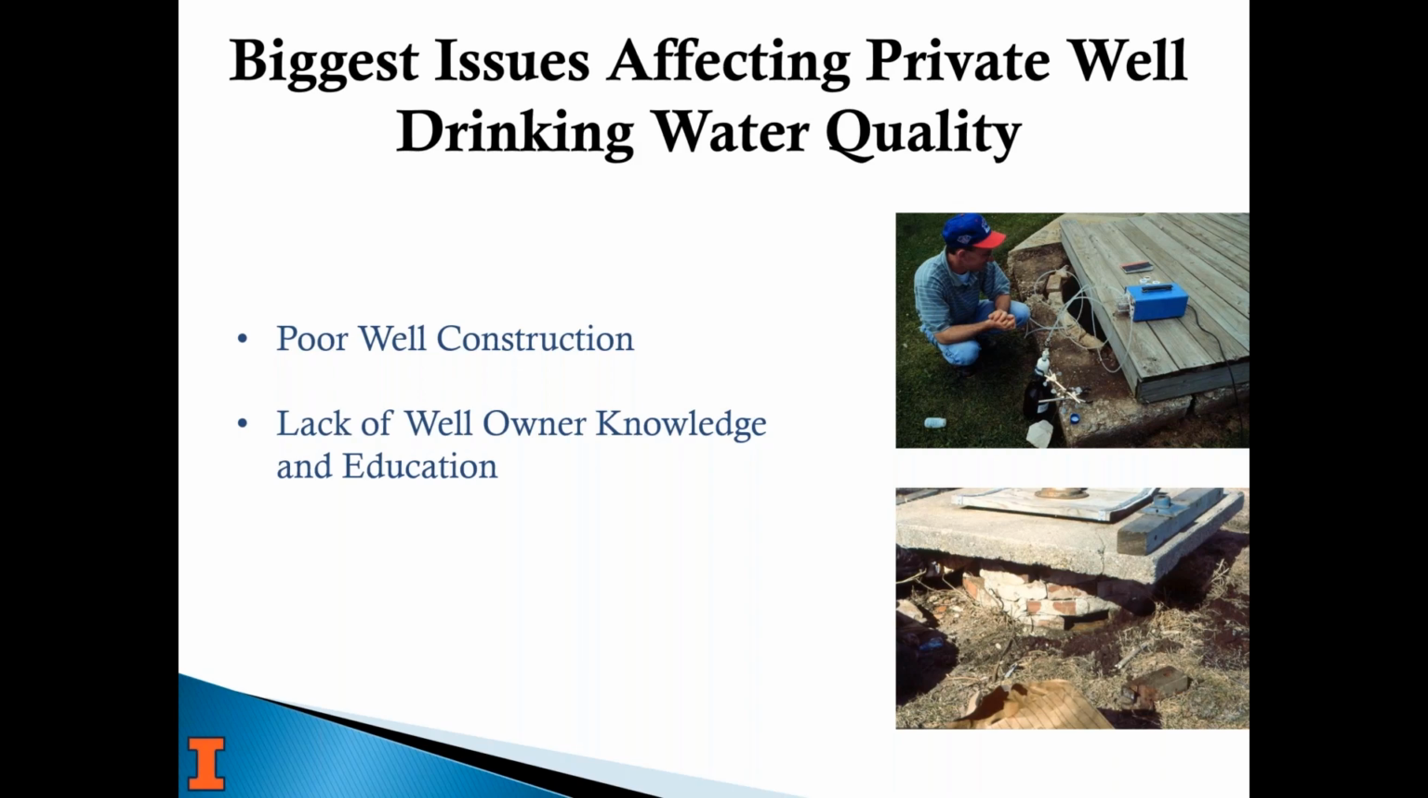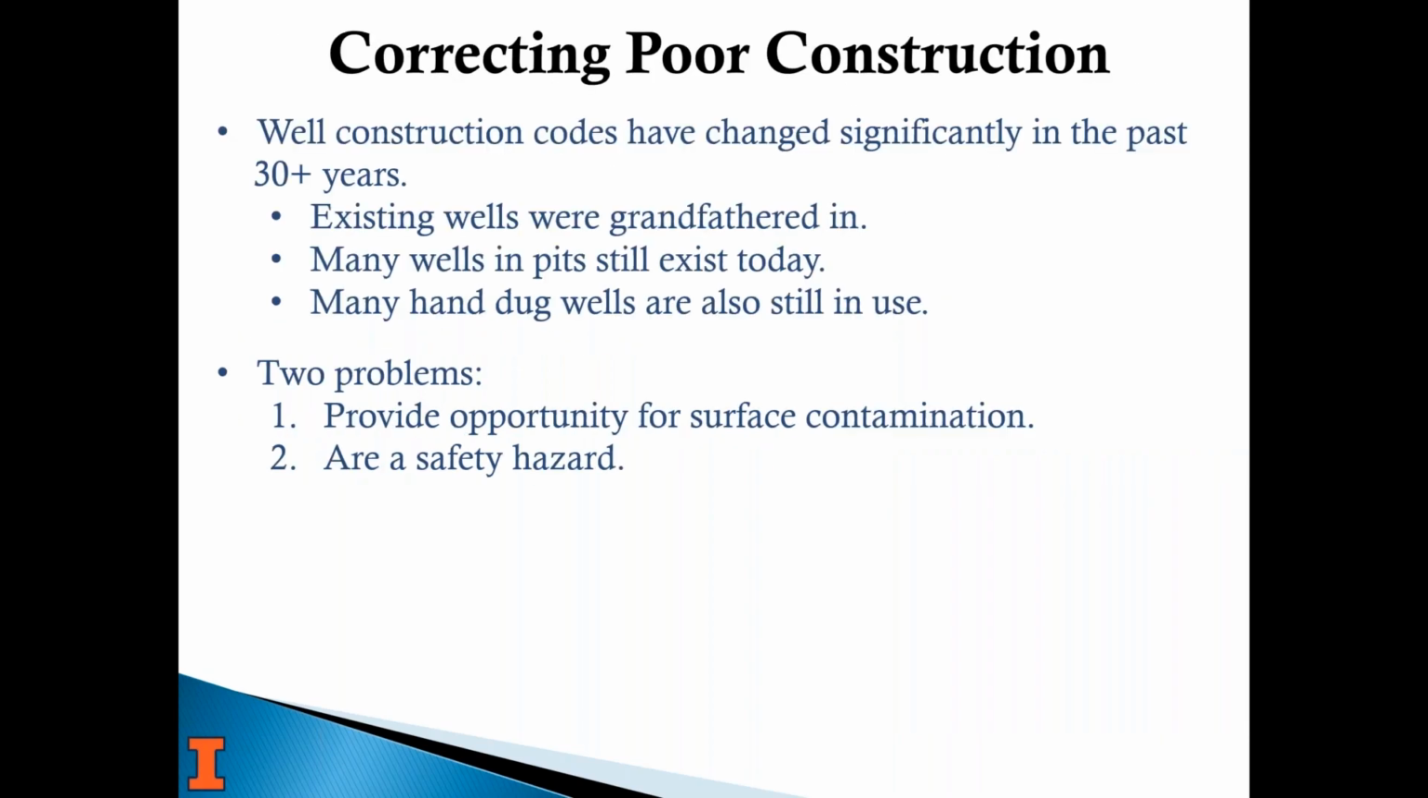And so we need to do a better job of trying to get that message out. And these two things are where we can focus and make the biggest difference, in my opinion, as far as the number of people who may be at risk of public health issues related to drinking water from a private well. And I guess that's my point. As far as poor construction, there's things we can do here. Well construction codes have changed significantly in the last 30, it's more like 50 in some cases, years.